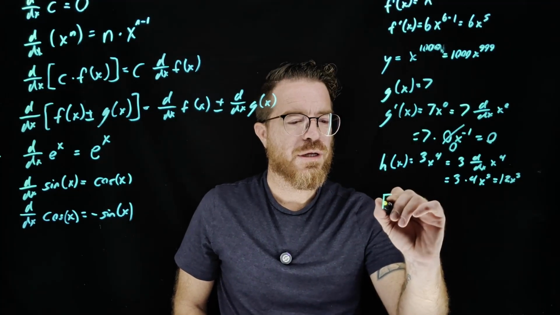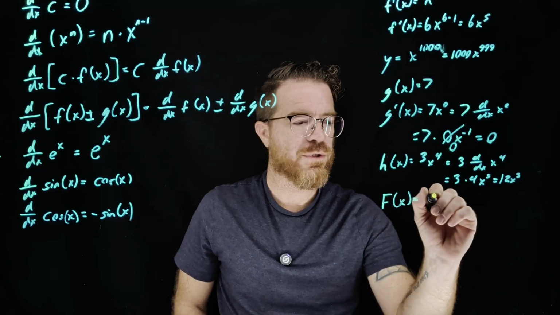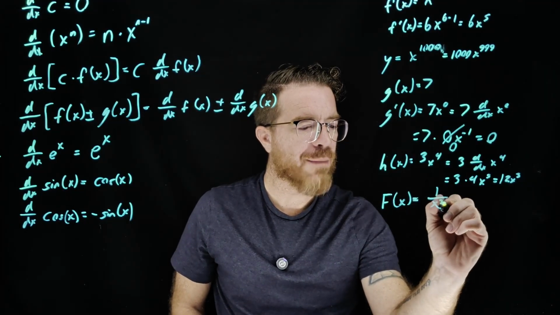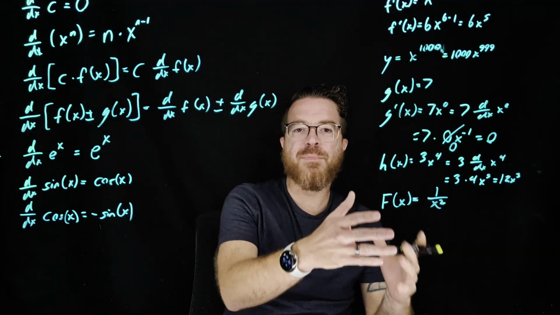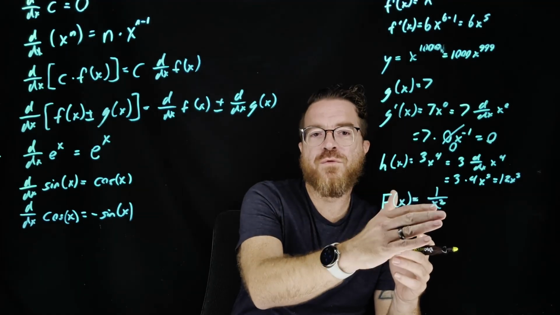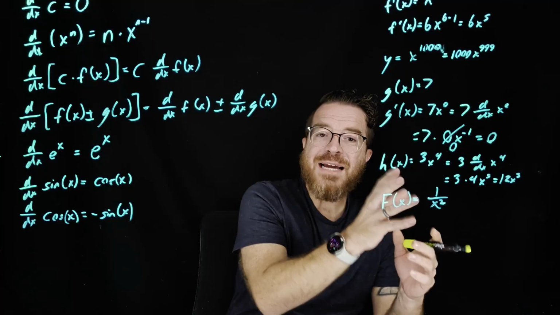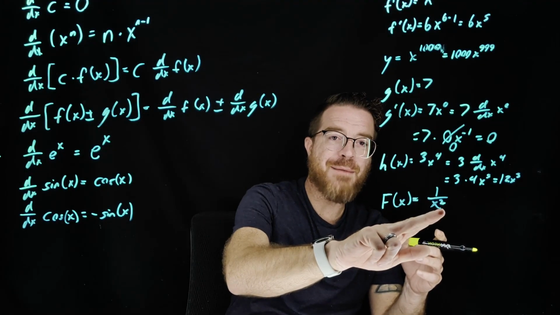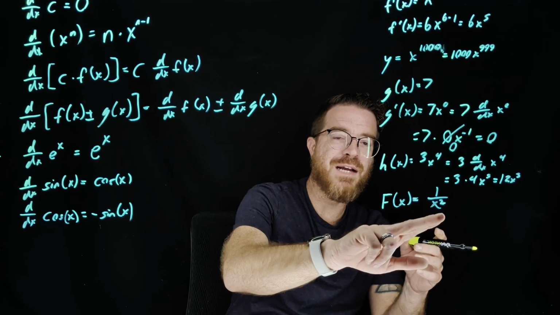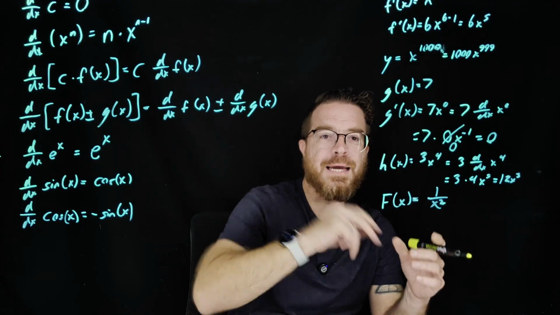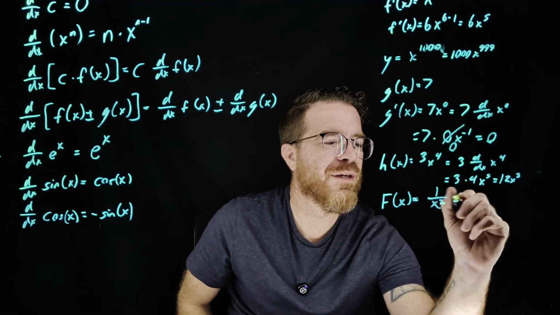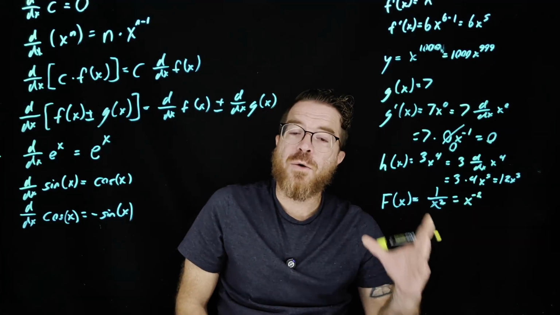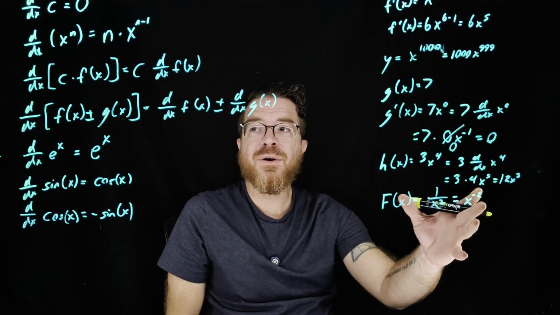My next function, f of x, is going to be equal to 1 over x squared. So this one is a little bit more complicated because we have to actually put it in terms of a power. Remember, a negative power will take something from the numerator and bring it down to the denominator as a positive. If you have something in the denominator that is positive, it's the same thing as saying that I have x to the negative 2.